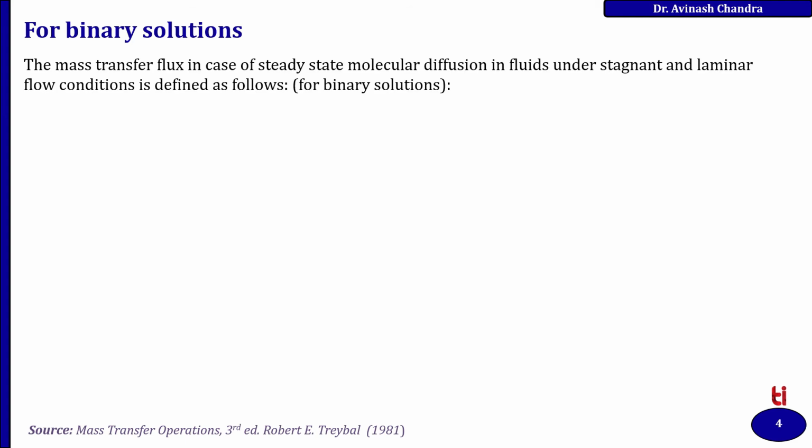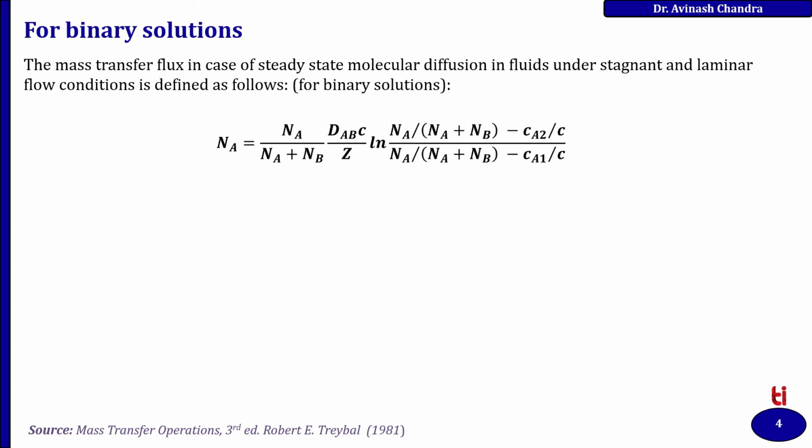For a binary solution, the mass transfer flux in steady state molecular diffusion in a fluid under stagnant and laminar flow condition is defined as N_A = (N_A/(N_A+N_B)) (D_AB C/Z) ln[(N_A/(N_A+N_B) − C_A2/C)/(N_A/(N_A+N_B) − C_A1/C)].